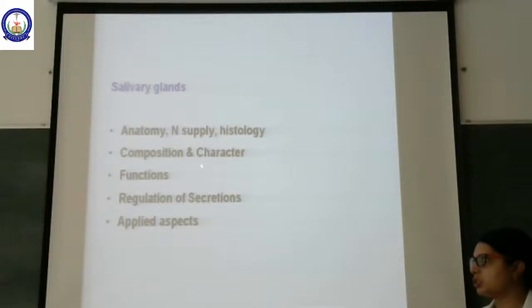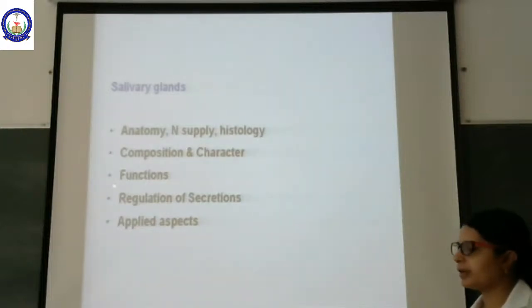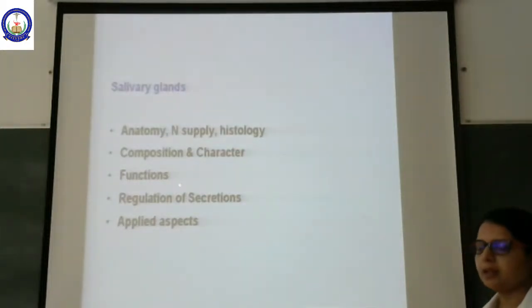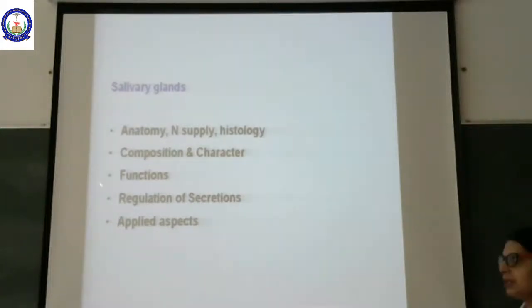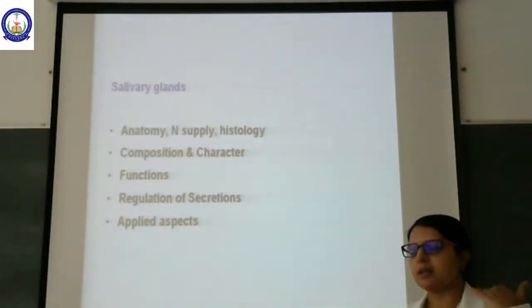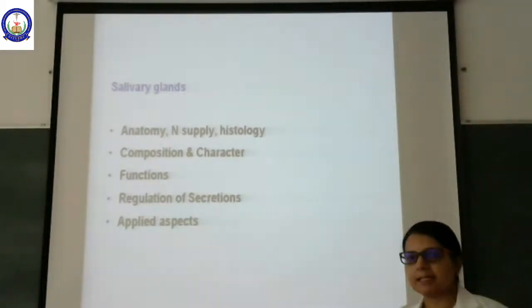Then the functions. This is very important. Usually this question will be asked: what are the functions of salivary juice? If you know the composition, you can write the functions. Finally, how the secretion is regulated, that means which factors can increase the secretion and which can decrease it. And finally, the applied aspects: in which condition the salivary secretion is increased and in which condition it is reduced.